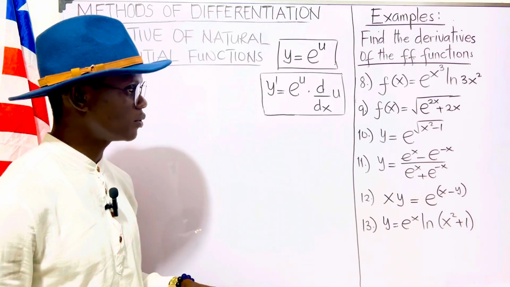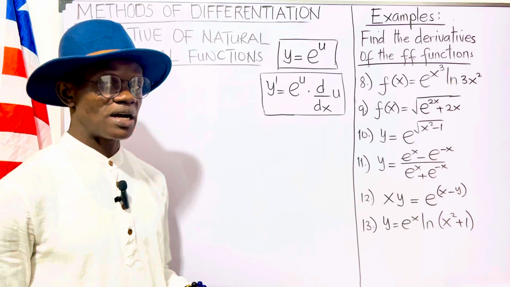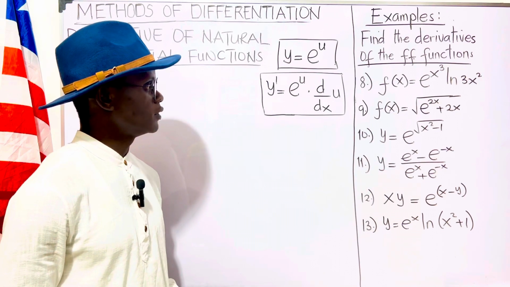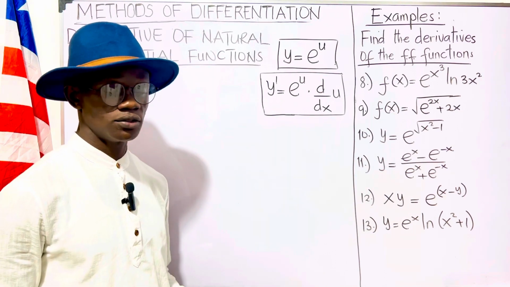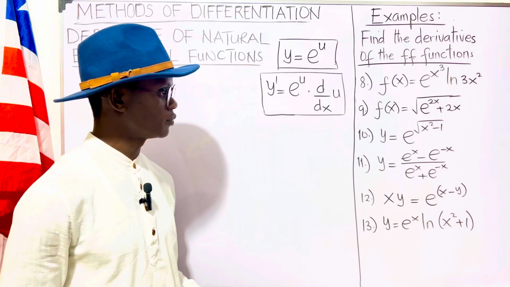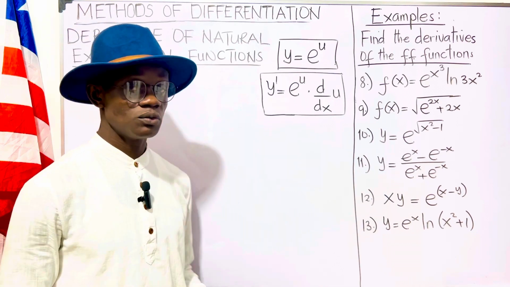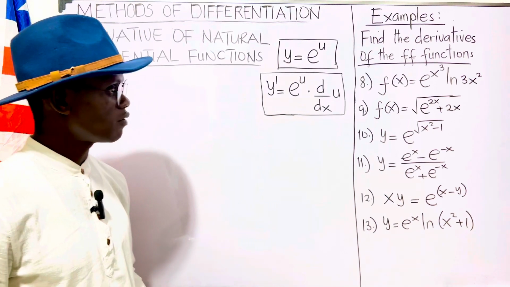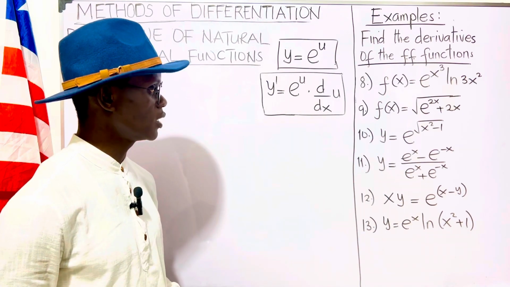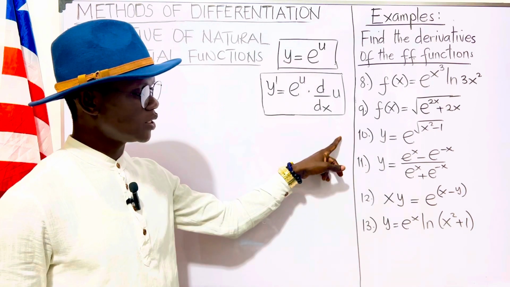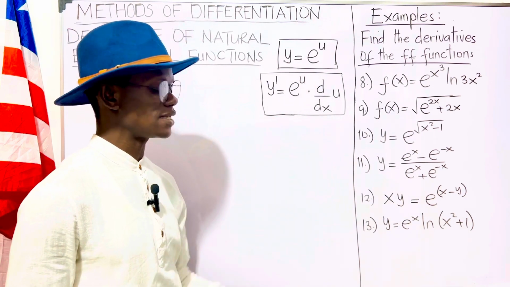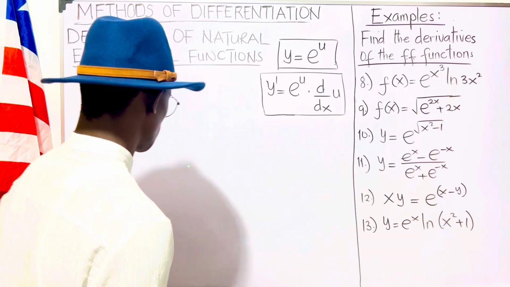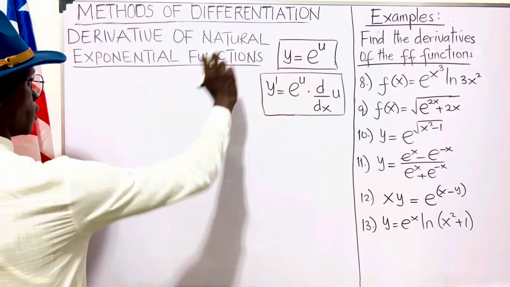So in today's lesson, we want to look at additional problems on the derivatives of exponential functions, natural exponential functions. In the previous lesson, we solved questions 1 to 7. In this lesson, we want to solve questions 8 to 13. But this time, we will solve the first three, and in the next lesson, we will solve the last three. So let's begin with the first question.